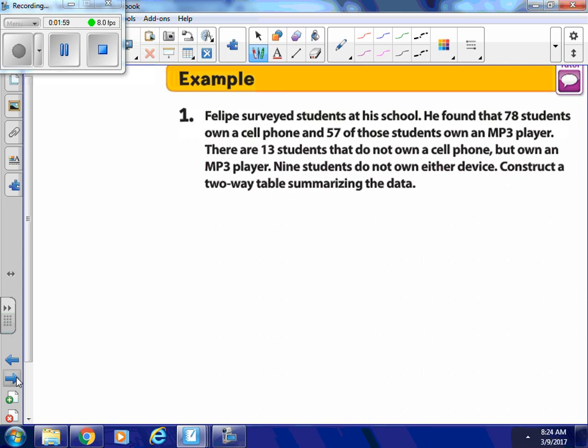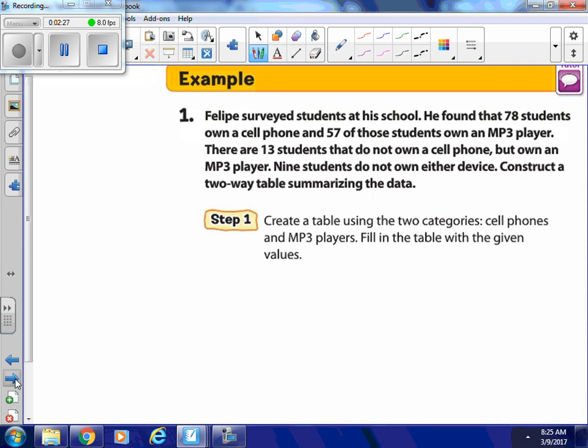Okay, let's go construct one. Felipe surveyed students at his school. He found that 78 students owned a cell phone and 57 of those students owned an MP3 player. There are 13 students that do not own a cell phone but own an MP3 player and 9 students that do not own either device. That is a lot of information and it's hard to put together until we construct a two-way table that summarizes it. We'll organize our information. So let's create our two-way table.